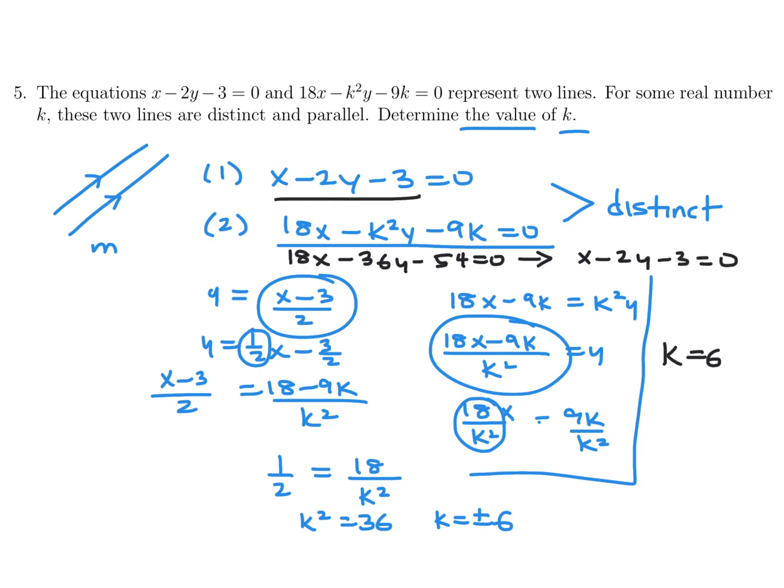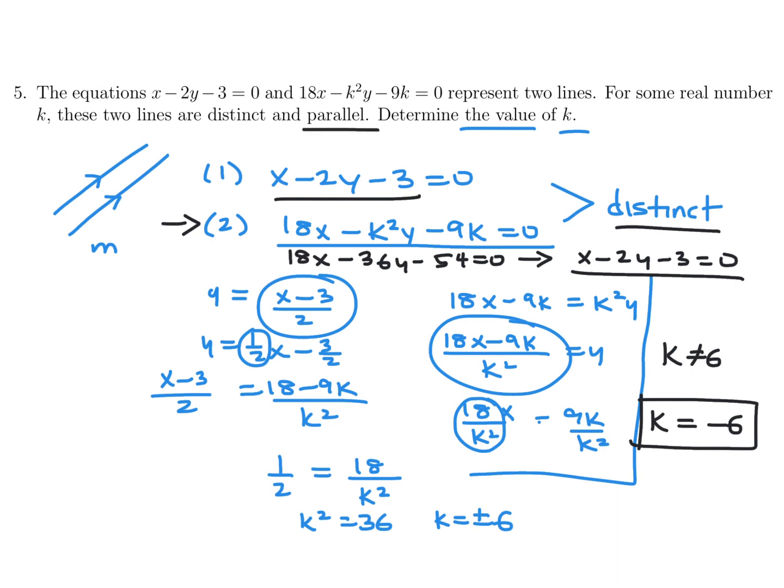Okay, so this becomes identical, and they cannot be identical because they're distinct. So k does not equal 6, so therefore k must equal negative 6. And you can substitute negative 6 into this equation to show that it is indeed a distinct line. Same slope, parallel, but distinct.